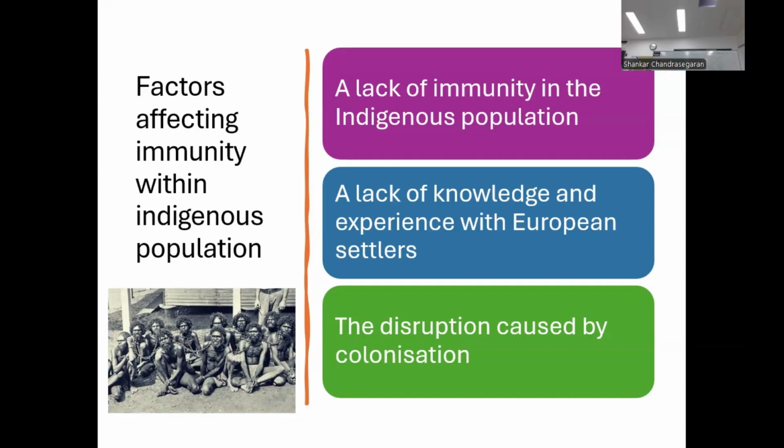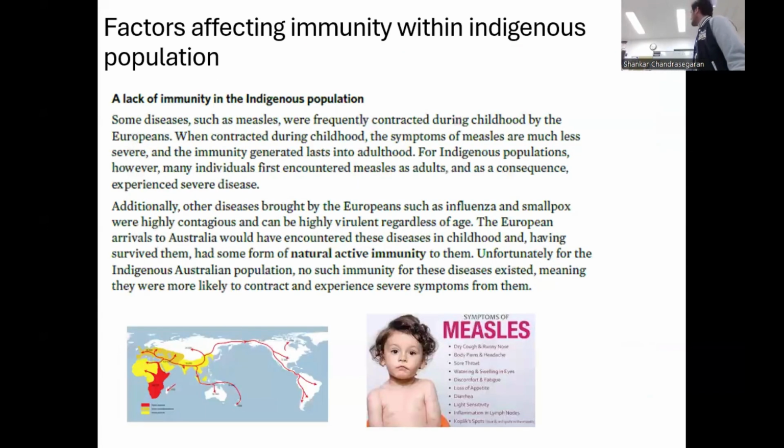One thing, obviously, is a lack of immunity. The second is a lack of knowledge and experience with European diseases. And third, and most importantly, is the disruption caused by colonization. These three factors compounded together to hit Aboriginal people very hard when the European settlers came in. That also meant that they experienced a high amount of death early on due to this exposure.